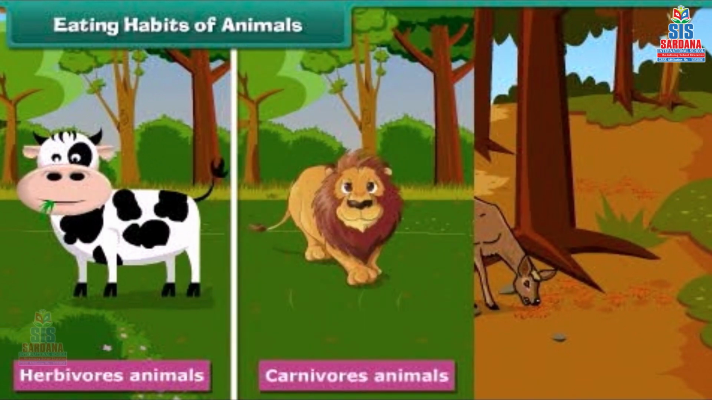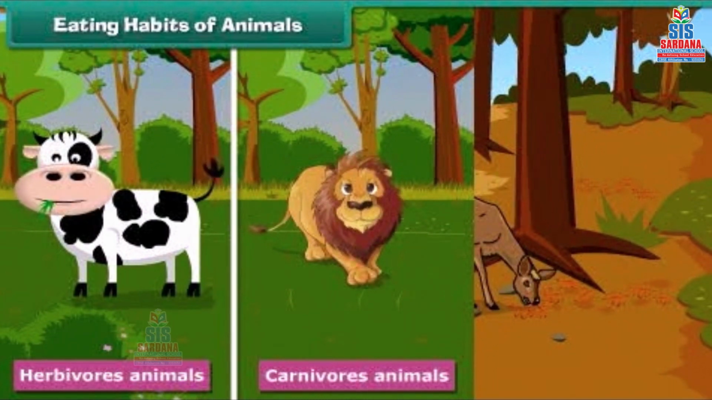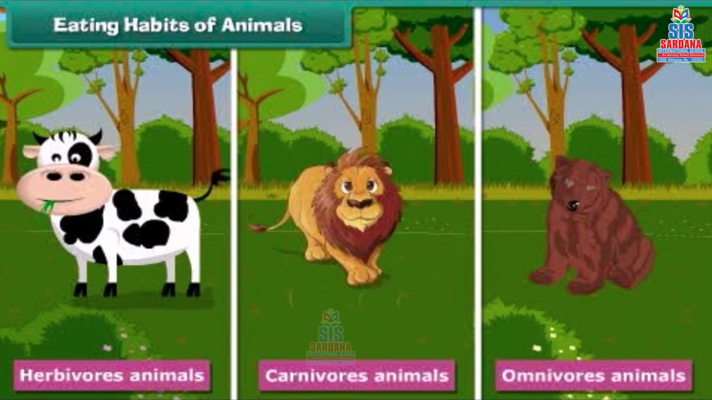Carnivorous. Carnivorous eat flesh with their sharp, pointed, and strong teeth. Lion and tiger are the examples of carnivorous. Omnivorous. Omnivorous eat both plants and flesh. Bear and crow are the examples of omnivorous.